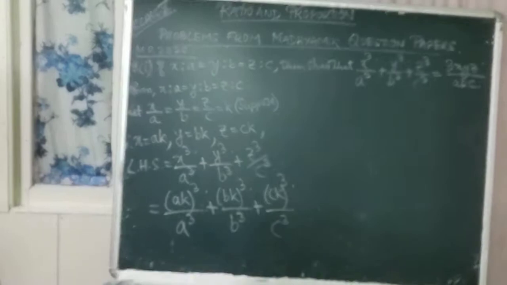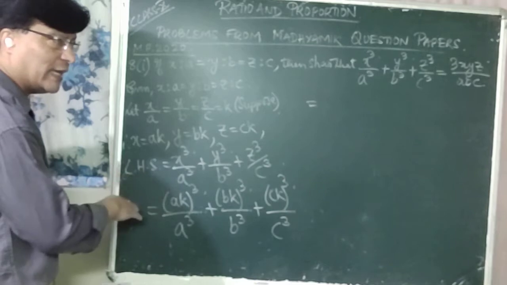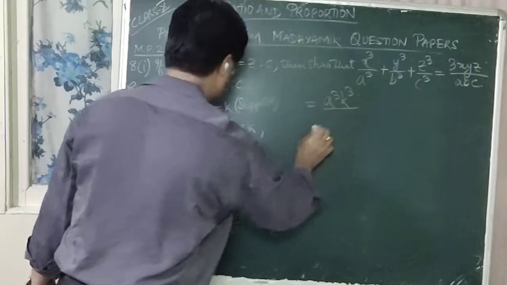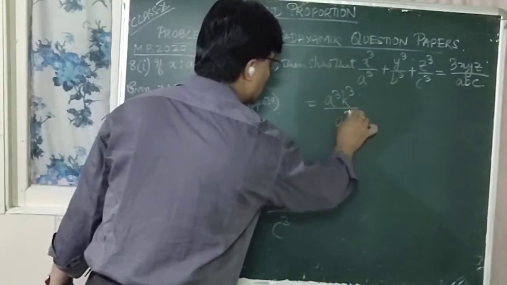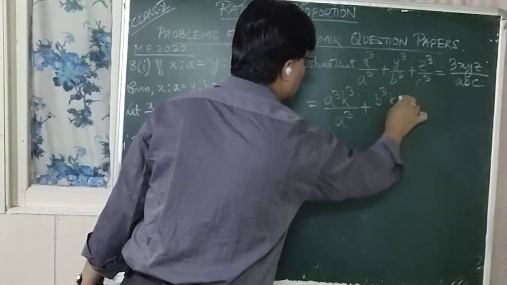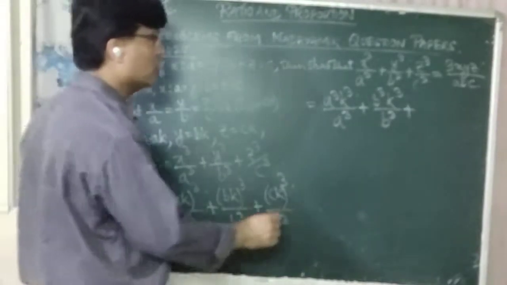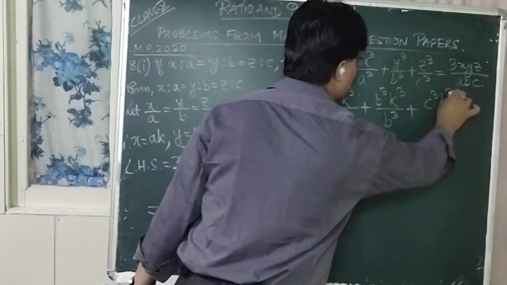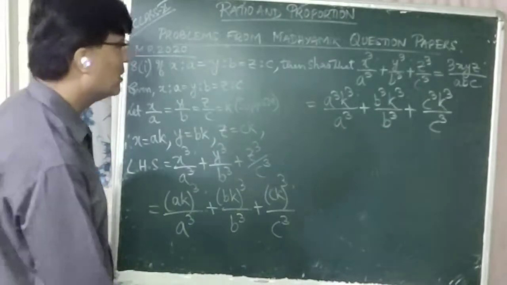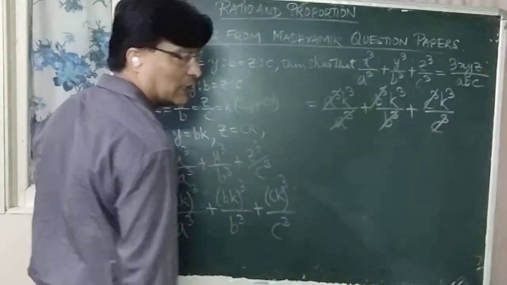Is that right? Okay. Next is equal to, what is (ak) whole cube? That cube is for both a as well as k. That means a cube k cube divided by a cube plus b cube k cube divided by b cube plus c cube k cube divided by c cube. Okay. So here you can cancel this. a cube cancels, b cube cancels, c cube cancels.